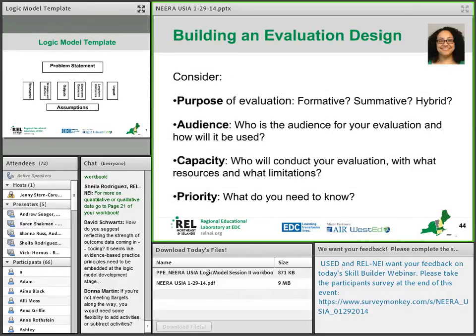So now we're going to talk a little bit about building an evaluation design. So now that you have a good, solid logic model and have developed good evaluation questions, now that you've considered the best indicators, then you will be ready to develop an evaluation design. And these are the things that you would need to consider in designing your evaluation.